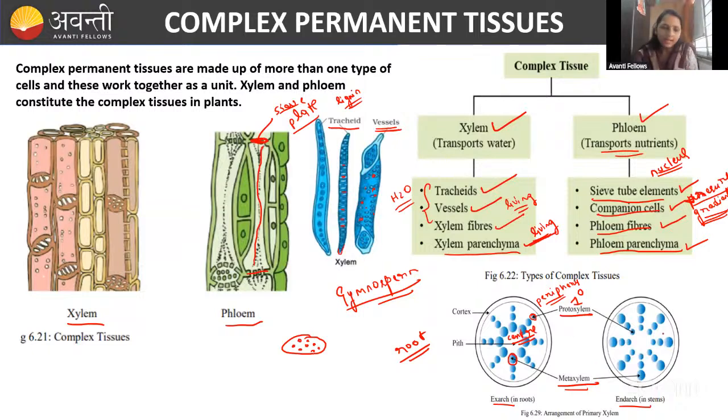But in the endarch condition, the protoxylem is in the center and the metaxylem is at the periphery. Metaxylem we can see at the periphery. This condition we call endarch. Mainly we can see this in the stem. Remember this point, it is important. Endarch and exarch are based on the protoxylem.